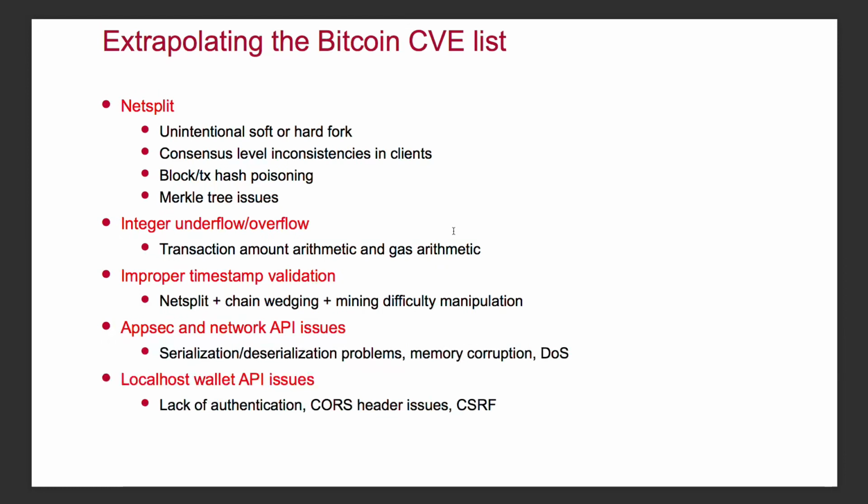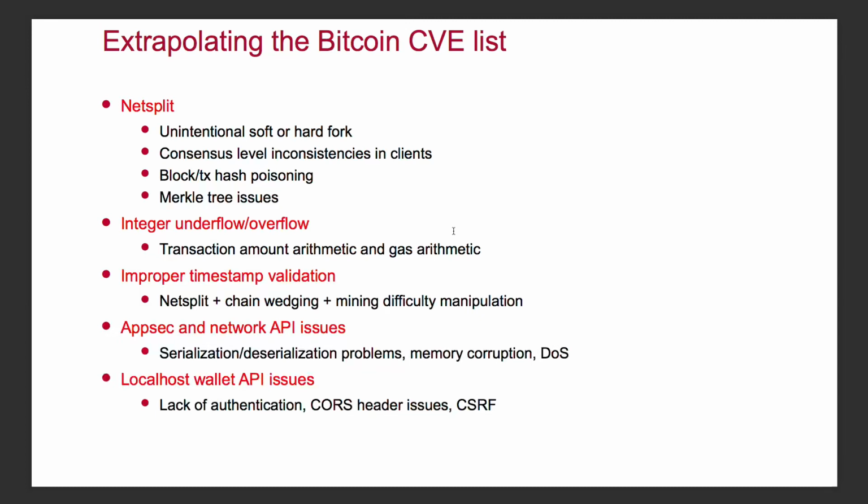There's also integer underflow and overflow. That's very common. So transaction amount arithmetic: when nodes are validating transactions, they need to add or subtract some kind of number representation, such as integers, and also if there is a notion of gas in the coin, then the same holds for that. Integer underflow and overflow allow creating billions of coins out of small transactions and stuff like that. So they're very bad.